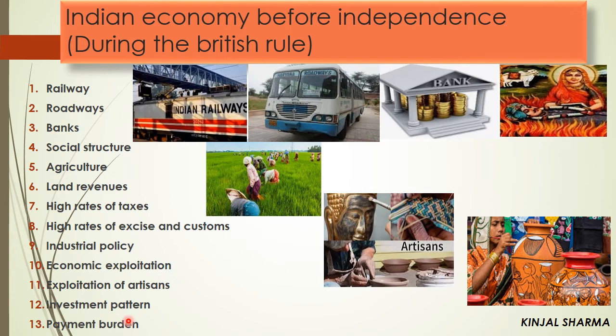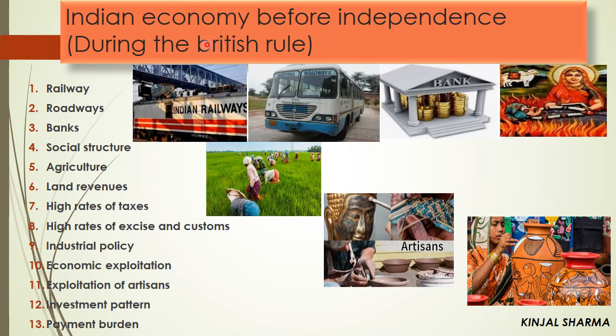So finally, when we got independence in the year 1947, that is when the Britishers left India, Indian agriculture, industry and trade were devastated. India, which was highly prosperous at one time, was impoverished now, we can say. So these were some of the key points of the Indian economy before we got independence in 1947, or during the British rule.